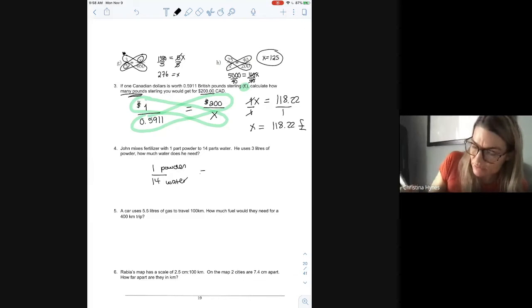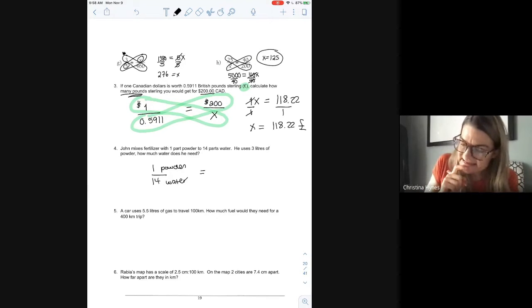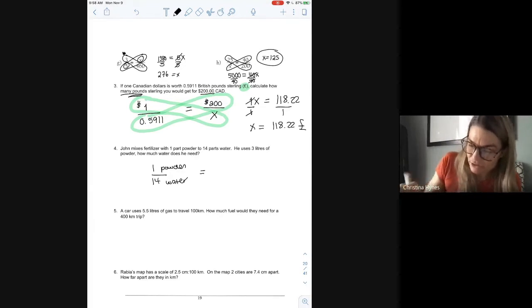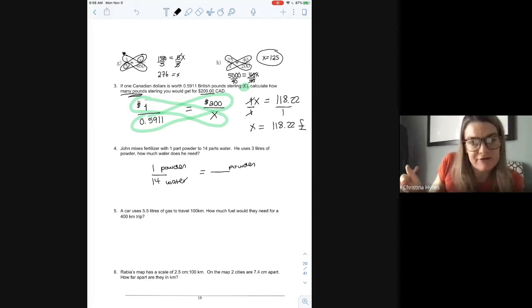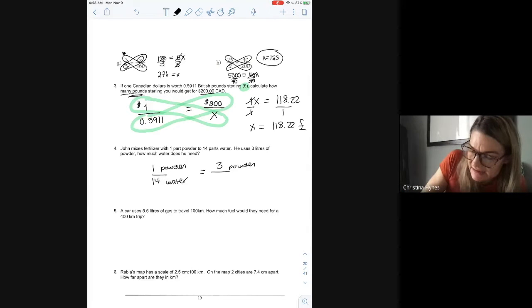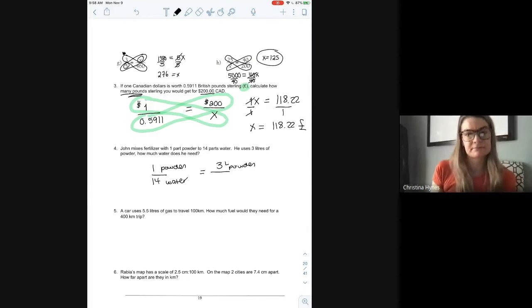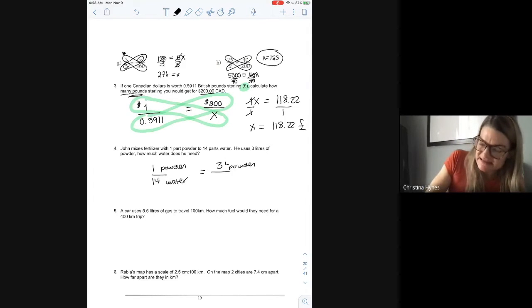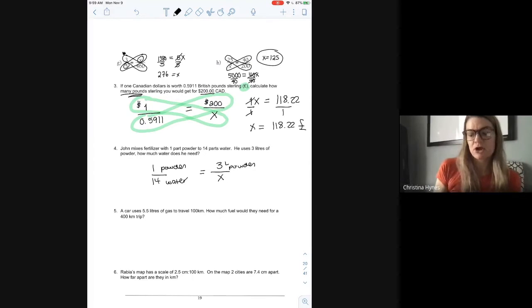And that's equal to, it says 3 liters of powder. Since I put powder at the top, you have to have powder at the top for your other fraction as well. They're giving us 3 liters of powder. So we need to find out how much water he needs. That's what's missing. Whatever is missing is where you put your x. This is the hardest part, just setting this equation up.